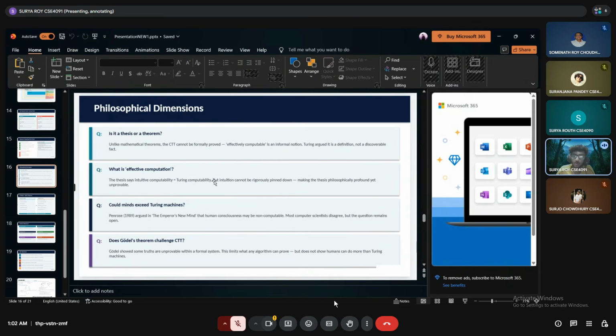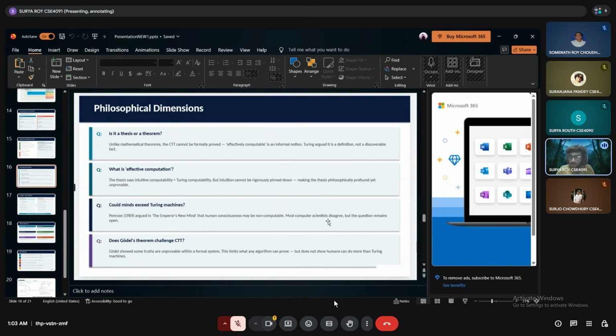Question 2. What is effective computation? This thesis says intuitive computability equals Turing computability, but intuition cannot be rigorously pinned down, making the thesis philosophically profound yet unprovable. Question 3. Could minds exceed Turing machines? Penrose in 1989 argued in The Emperor's New Mind that human consciousness may be non-computable.